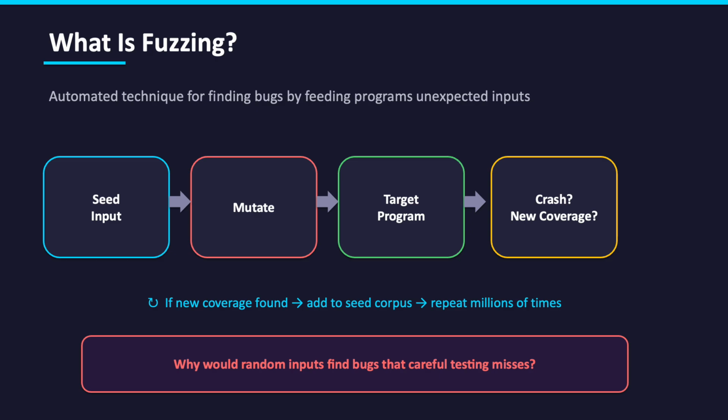Now here's a question for you to think about. Why would random, garbled inputs find bugs that careful human-written cases miss? The answer is that humans tend to test the expected. We write tests for how the program should behave. Fuzzers test how the program actually behaves when given inputs nobody ever anticipated. And that's where the surprising bugs hide.